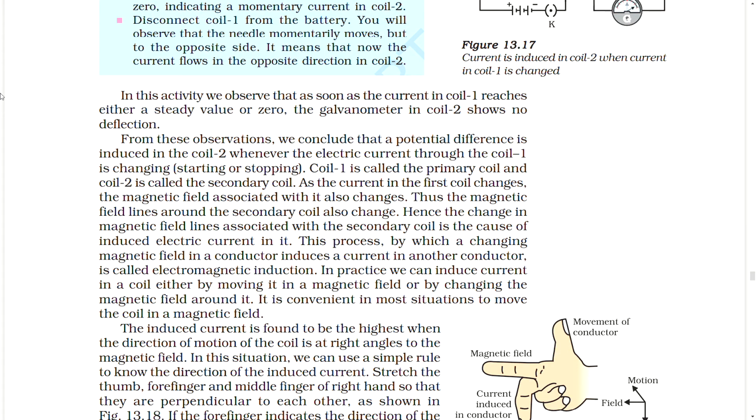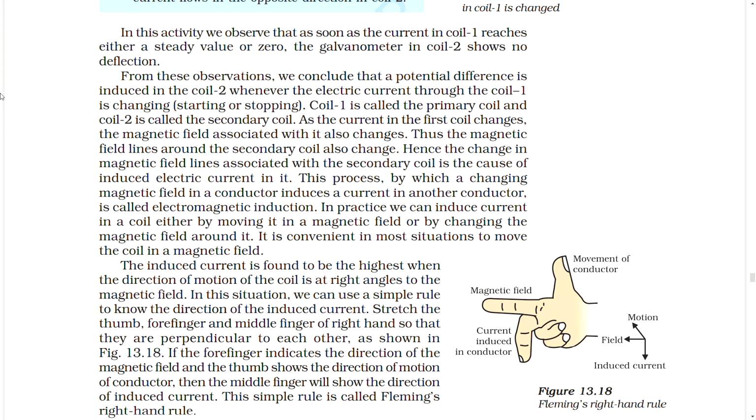In this activity, we observe that as soon as the current in coil 1 reaches either a steady value or zero, the galvanometer in coil 2 shows no deflection. From these observations, we conclude that a potential difference is induced in coil 2 whenever the electric current through coil 1 is changing, starting or stopping. Coil 1 is called the primary coil and coil 2 is called the secondary coil.